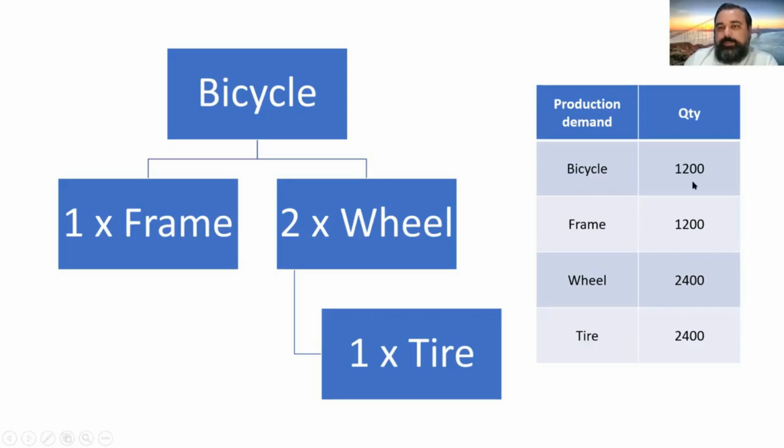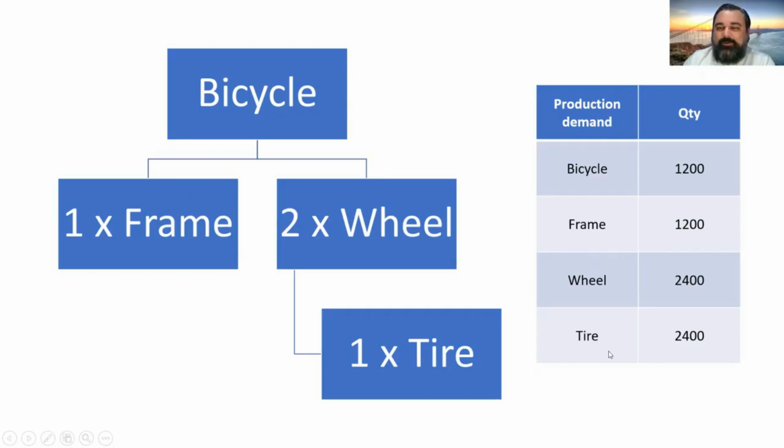And since we need 1,200 bicycles, and each bicycle is made of one frame, we can also conclude that we need 1,200 frames. Since each bicycle requires two wheels, we can conclude that we need 2,400 wheels. And since each wheel is made of one tire, we can conclude that we need 2,400 tires.